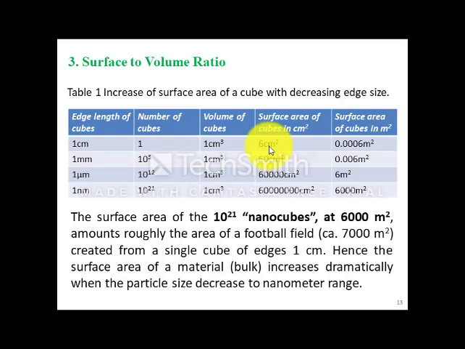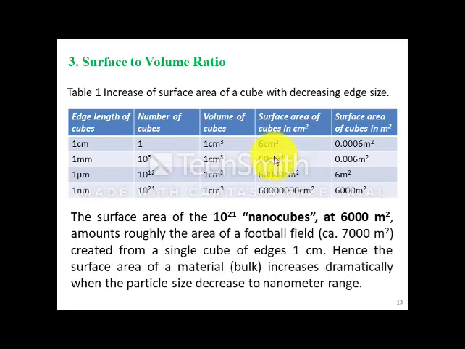How do we get 6 centimeter square? It has 6 sides and each side has 1 centimeter square surface area. So 6 multiplied by 1, 6 centimeter square surface area. If we distribute 1 centimeter cube into millimeter size cubes, we get 10 raised to power 3 number of cubes. The overall volume is 1 cubic centimeter, but the surface area will increase.